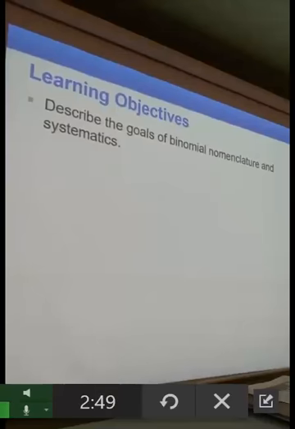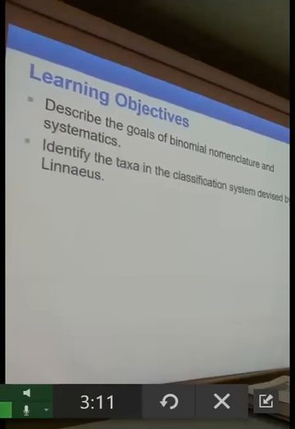Systematics is kind of a new word that we use. It's a fancy way of saying classification. All right, you might want to highlight or underline systematics. That's also a vocab term. So that's what we want to do. Describe the goals of binomial nomenclature and systematics. In other words, why do we use them?